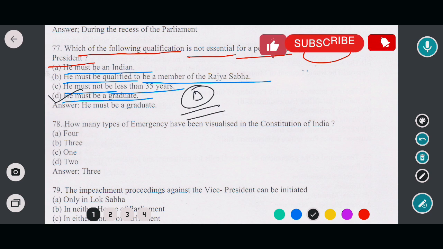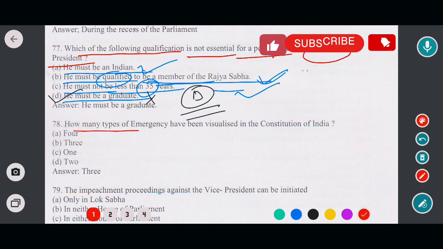That means to become a vice president of India, which qualification requirement is not needed? Being a graduate is not a requirement. The rest are requirements: he must be an Indian citizen, he must be qualified to be a member of the Rajya Sabha, and he must not be less than 35 years. So in this case, option D would be the correct answer. So now moving to next question.